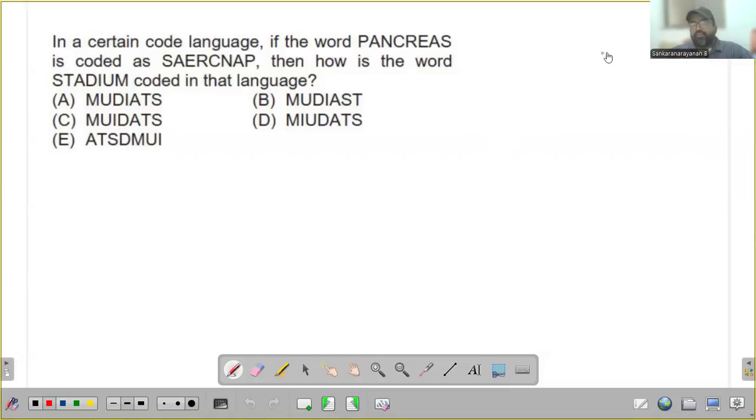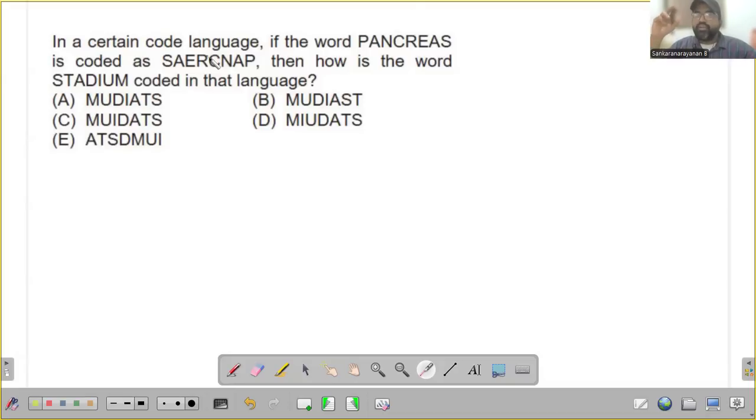All right, take a look at this question. There will be something called a trigger. In the question, they will give you a trigger in the first phase in a certain code language. If the word pancreas is coded in this manner, this part I call the trigger. And then the question will be, how is the word stadium coded in that language? By analyzing this trigger, you should try to understand with what technique the coding has happened.